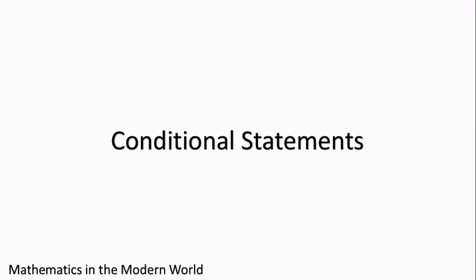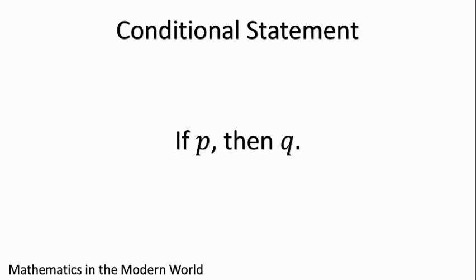In this video, we will talk about conditional statements. A conditional statement is one that can be written in the form if P then Q, where P is the hypothesis and Q is the conclusion. In symbols, this is written as P arrow Q. Notice that the arrow is directed from the hypothesis to the conclusion, and this is the case even if the conditional is written in other forms.